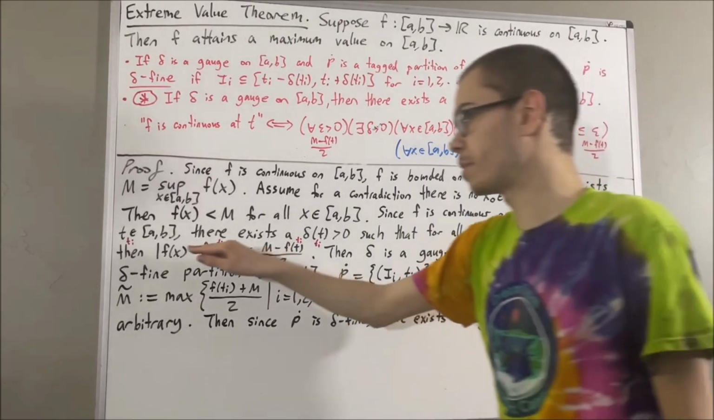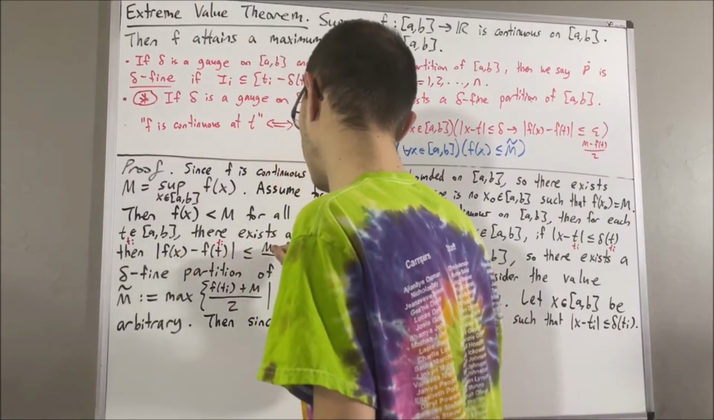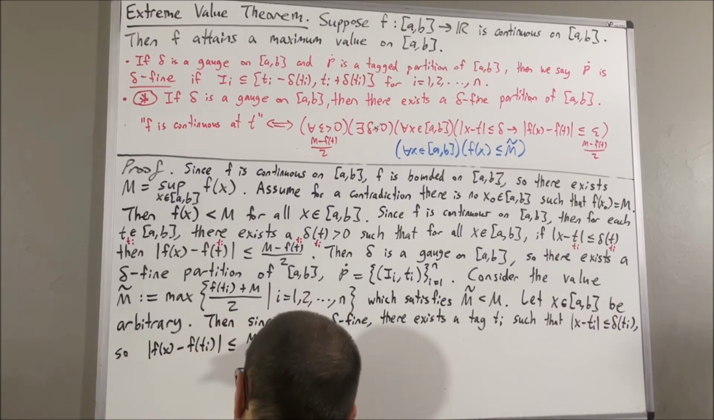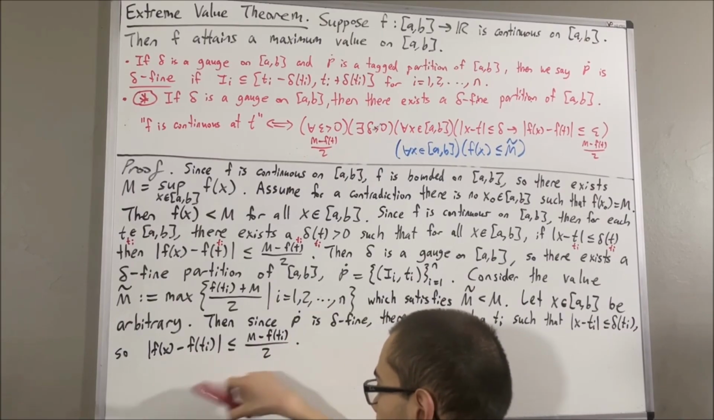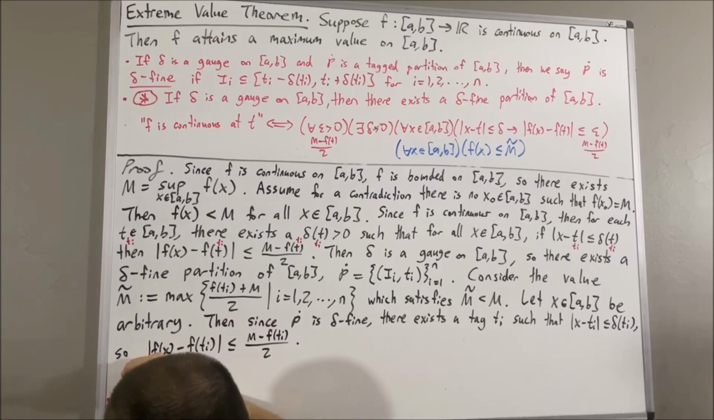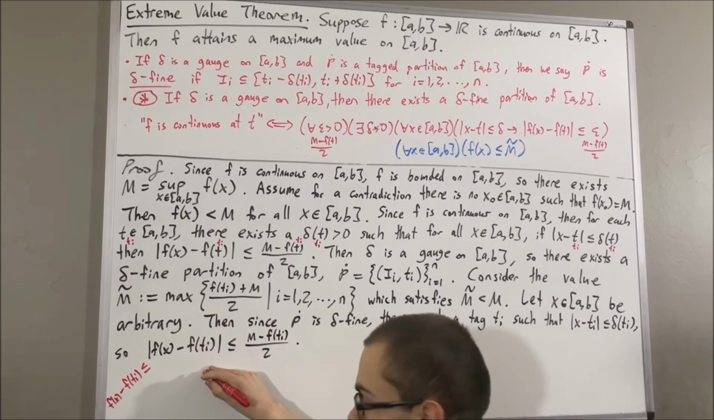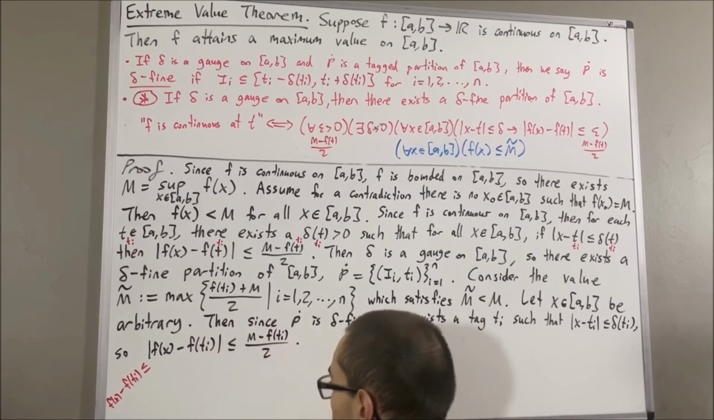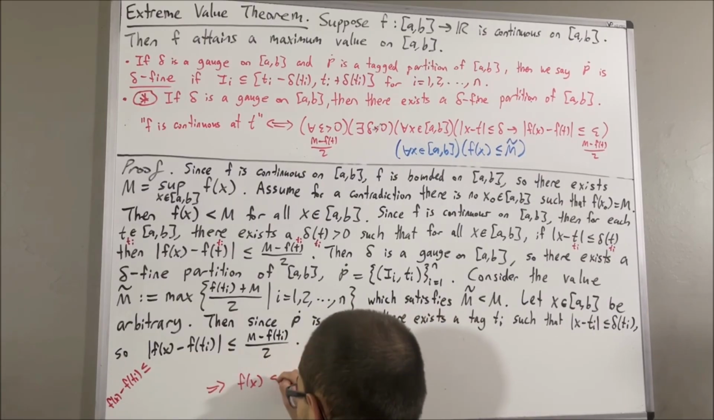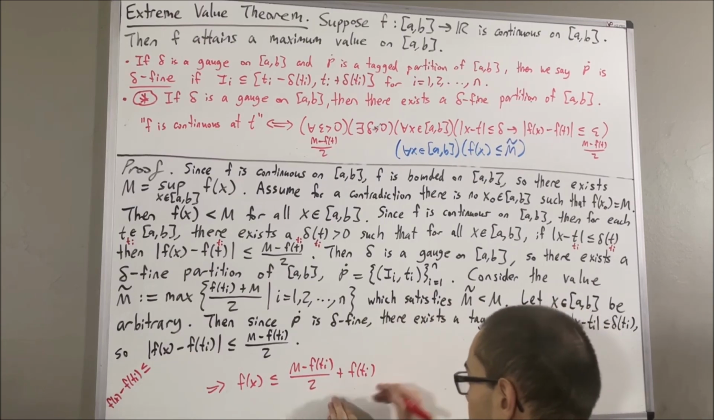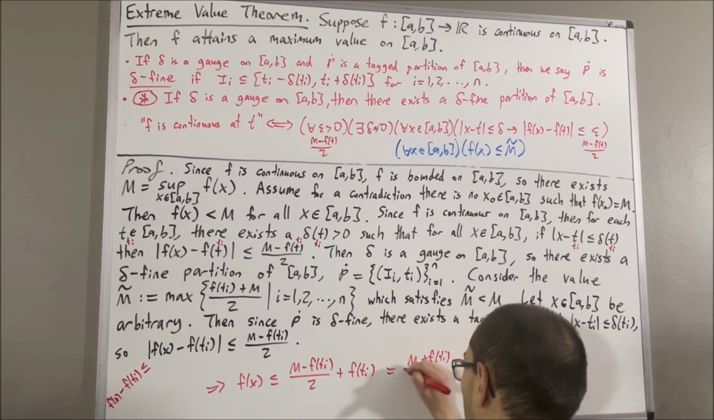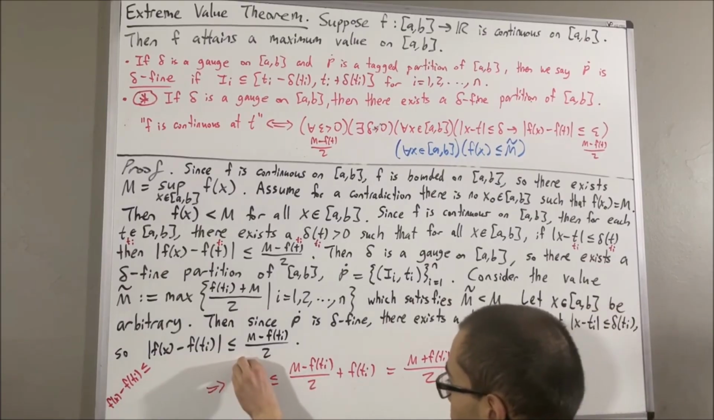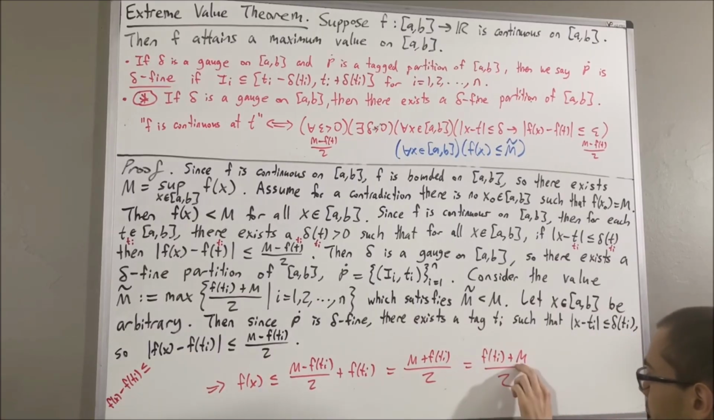So we can conclude that the absolute value of f of x minus f of t_i is less than or equal to (m minus f of t_i) over 2. But then, the thing to observe from this inequality is that f of x minus f of t_i is less than or equal to its absolute value. So this implies f of x minus f of t_i is less than or equal to (m minus f of t_i) over 2. So adding f of t_i to the other side, we get this, but then combining these two together, this is just (m plus f of t_i) over 2, or otherwise just f of t_i plus m over 2. So from this inequality, we can obtain that f of x is less than or equal to f of t_i plus m over 2.